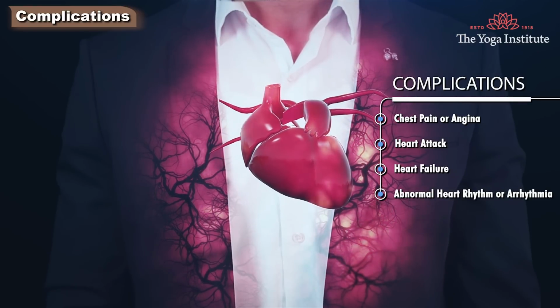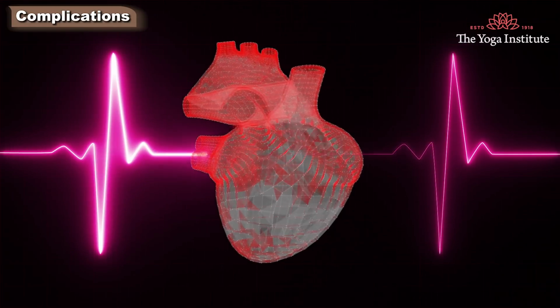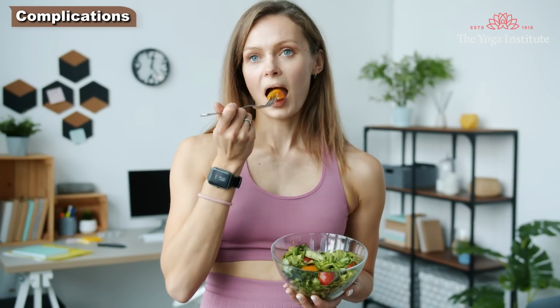Abnormal heart rhythm or arrhythmia. Inadequate blood supply to the heart, or damage to the heart tissue can interfere with the heart's electrical impulses, causing abnormal heart rhythm. Coronary heart disease has to be managed lifelong. If one follows a healthy lifestyle, one can be comfortable to live a healthy and active life.